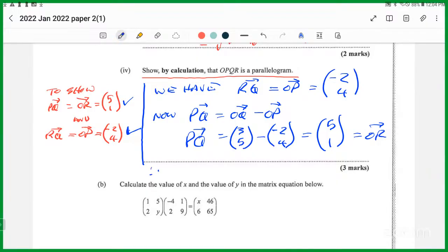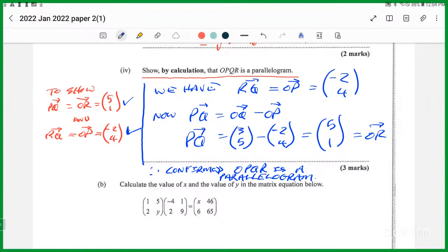Therefore, confirmed. OPQR is a parallelogram. That's it.